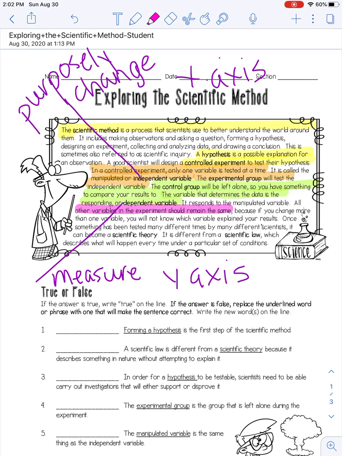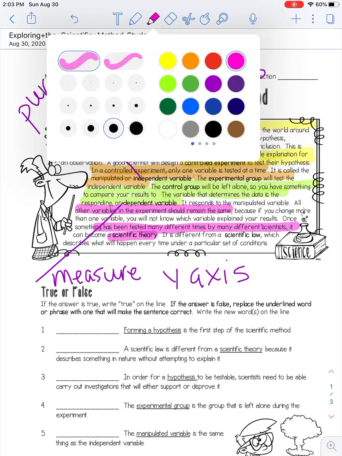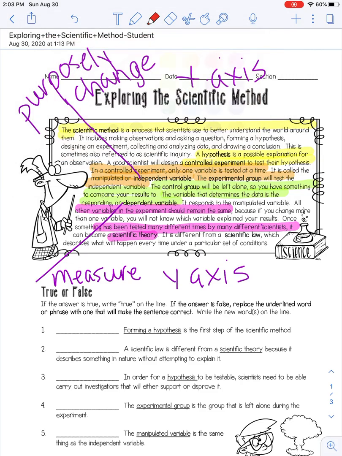Once something has been tested many times by many different scientists, it becomes a scientific theory. So tested many times, many different scientists, it becomes a theory. That is different, however, than a scientific law. A scientific law describes what will happen every time under a particular set of conditions. So we're going to come over here and we're going to say explains something in nature.